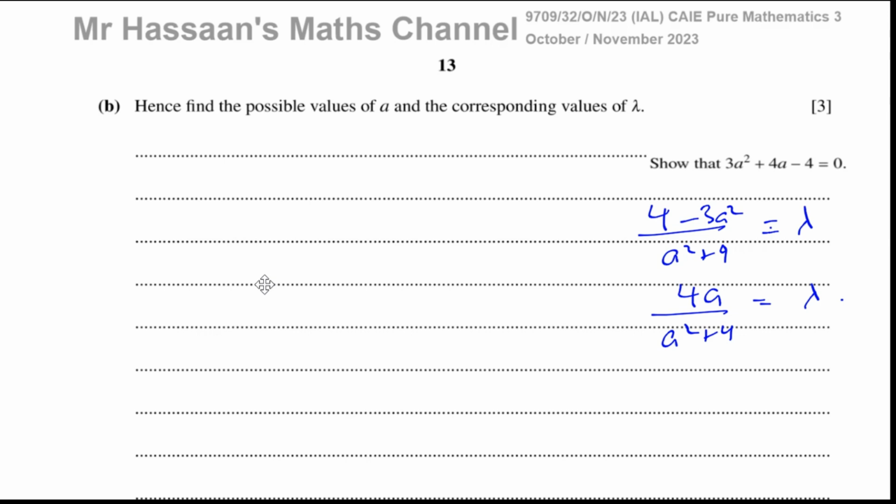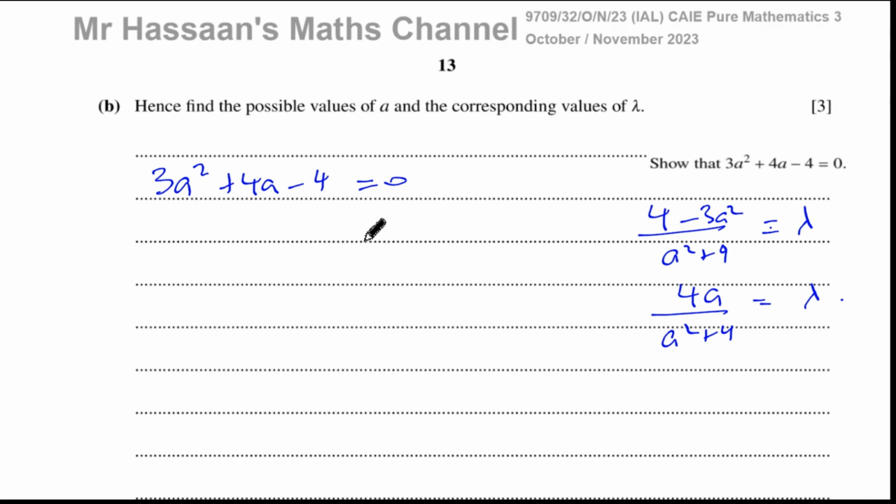Okay, so we've got different values, different expressions for lambda involving a, and we've got to find the possible values of a and the corresponding values of lambda. So basically I have to solve the equation 3a squared plus 4a minus 4 equals 0, and find the values of a and therefore the values of lambda which satisfy this equation.